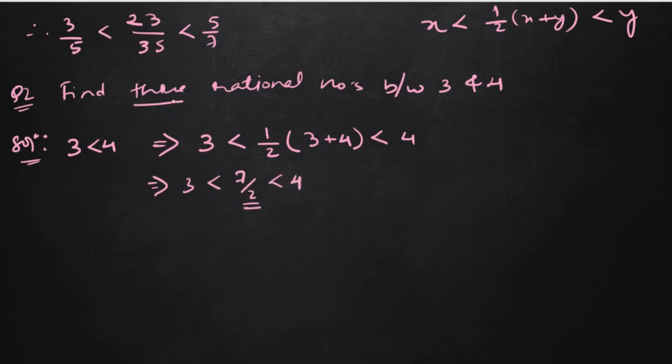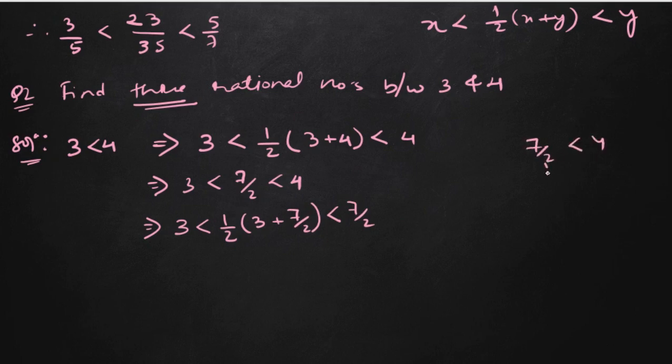So again you have to think that this 3 is our x and this 7 by 2 is our y. If we treat x to be 3 and y to be 7 by 2 and apply this, then 3 is less than half of x plus y, which is less than 7 by 2. And again 7 by 2 is less than 4. So again you have to treat this as x and this as y. So 7 by 2 is less than half of x plus y, where x is 7 by 2 and y is 4, which is less than 4.